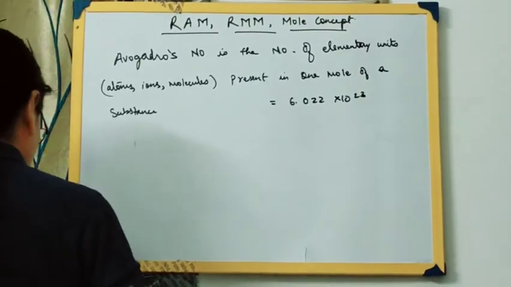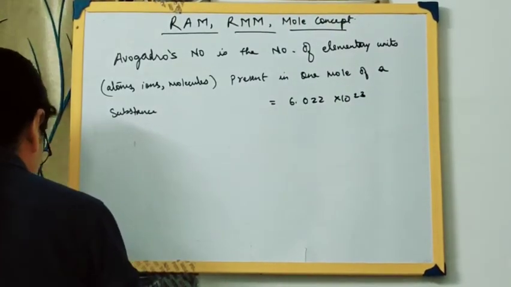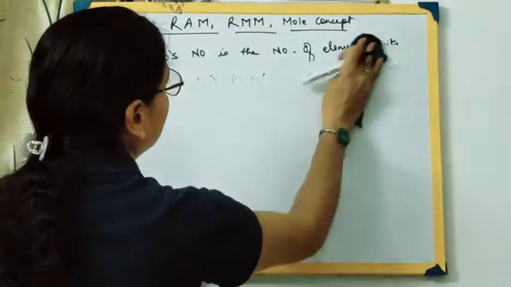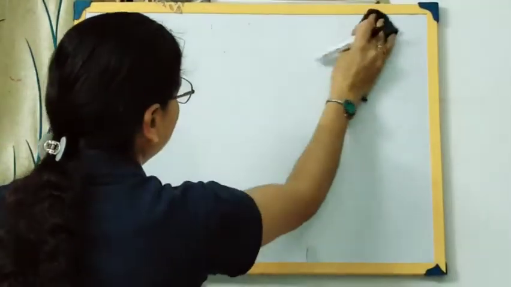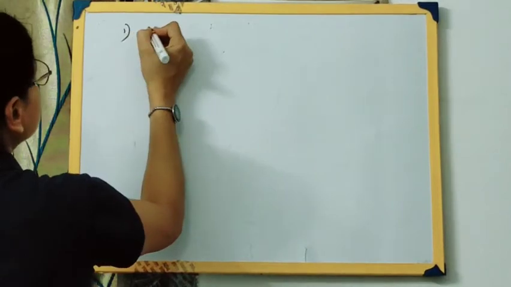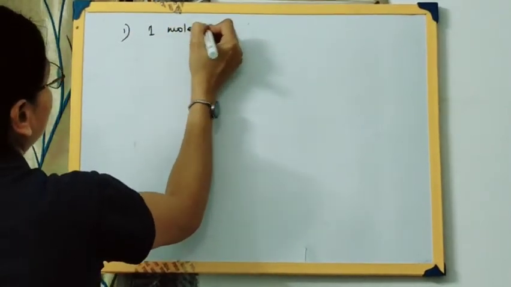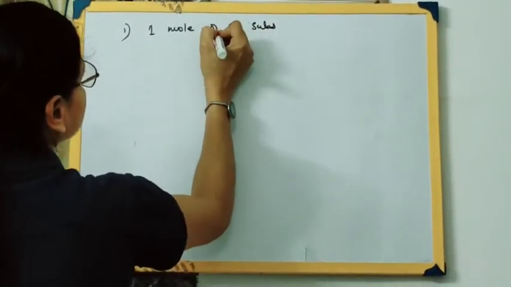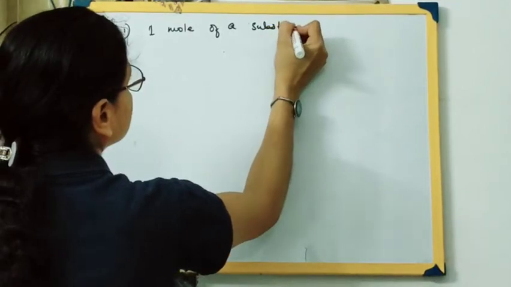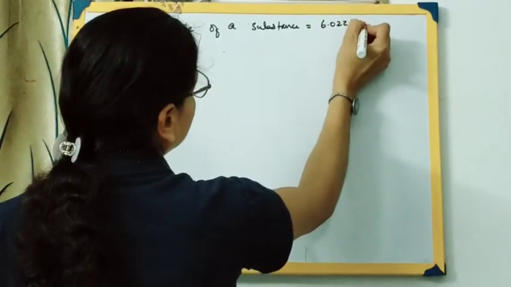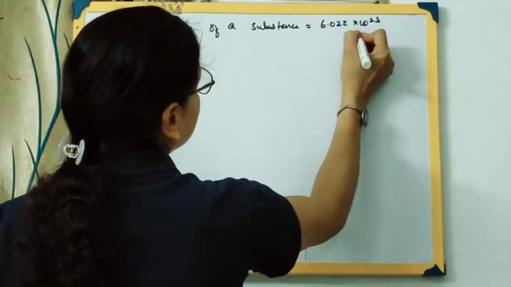So we proceed further. Before we start solving the numericals, let me give you a few formulas based on this concept. I am writing down the formulas; you can copy them side by side so that it becomes easier for you to solve the numericals. 1 mole of a substance is equal to 6.022 into 10 to the power 23 elementary units.